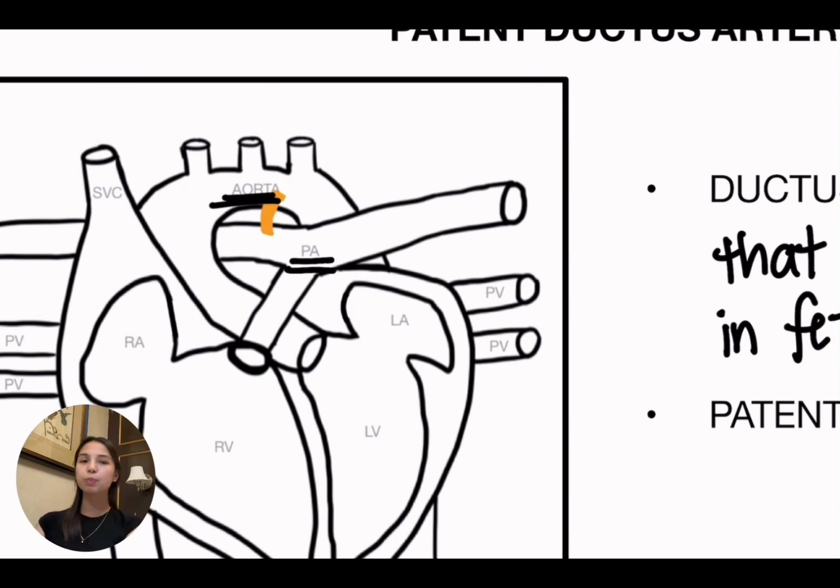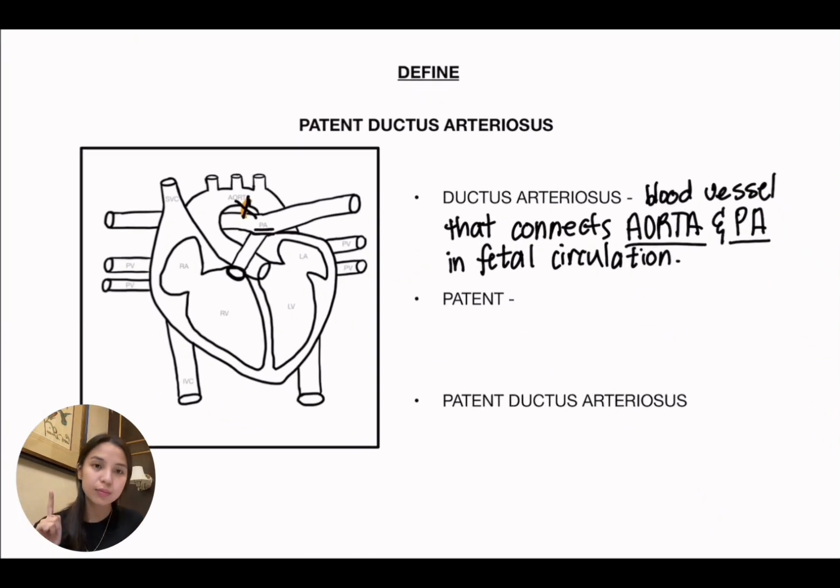However, when the mother gives birth to the baby and the baby breathes air for the first time, the lungs suddenly become functional. Okay? And this ductus arteriosus at birth is supposed to close. Normally at birth, the ductus arteriosus is supposed to close. However, in patent ductus arteriosus, it fails to close, it remains open, and therefore it is patent.